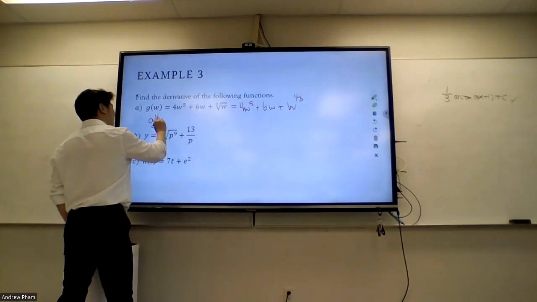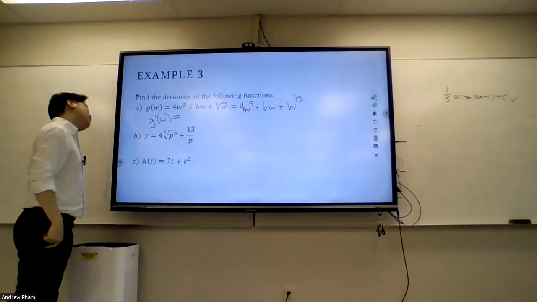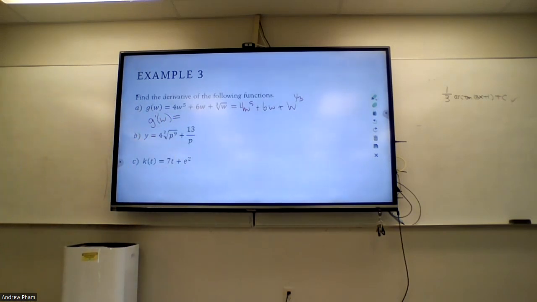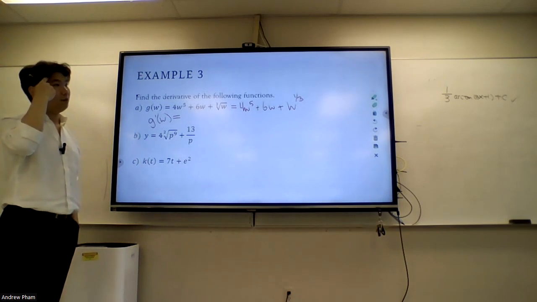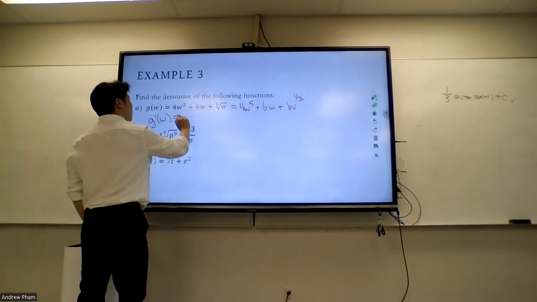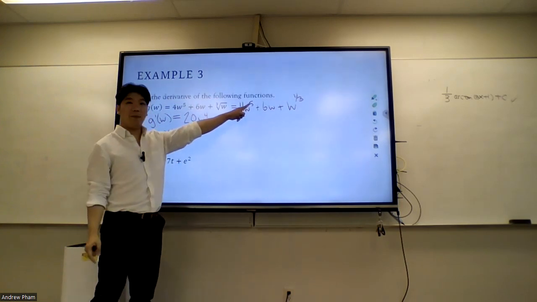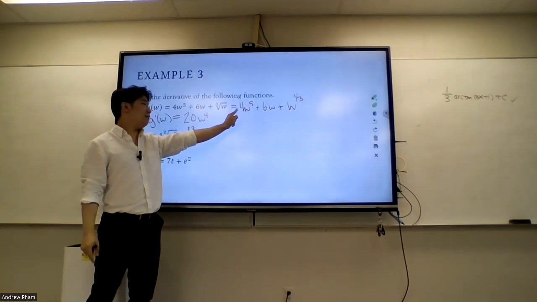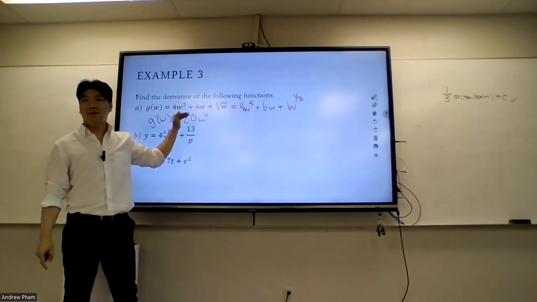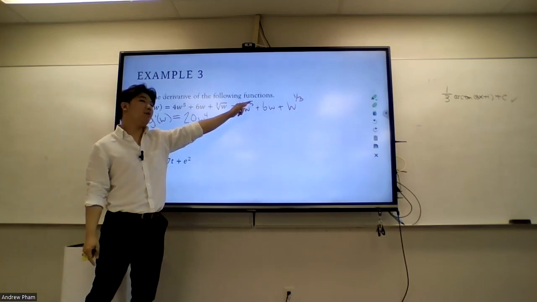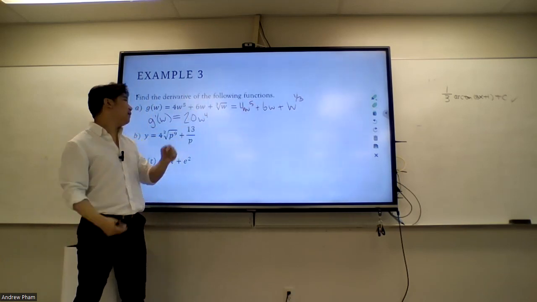So g prime of w. Now we're going to go ahead and find the derivative of this function just by taking the derivative down the line. So someone tell me the derivative of 4w to the fifth power. Yeah, so I should get 20w to the fourth. Again, bring down the power. So I have 5 times 4. That's how I'm getting 20. And then I do minus 1 from the power. 5 minus 1, we get 4.